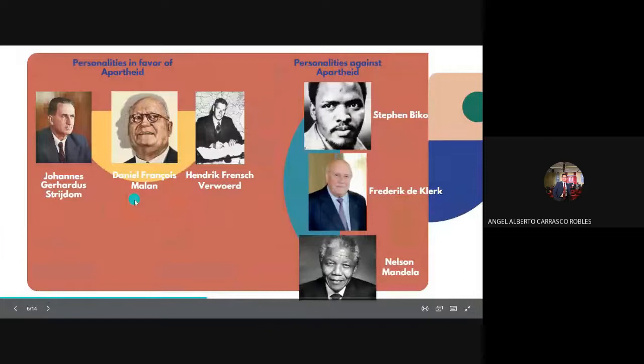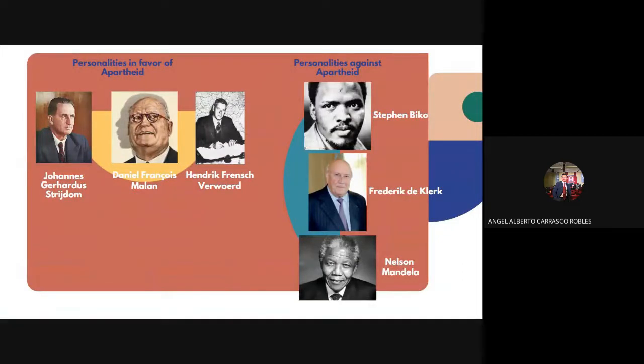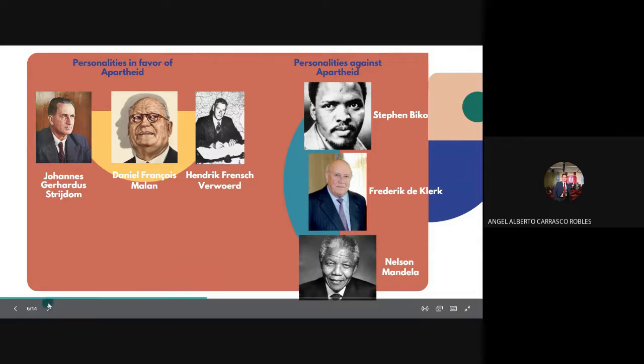So in these slides, we can see the personalities in favor of apartheid. Most of them, well, all of them are Boers, and the personalities against apartheid. There are Steve Biko, the leader of the student organization, Frederik de Klerk, and also Nelson Mandela, who is one of the most important personalities in this sense.